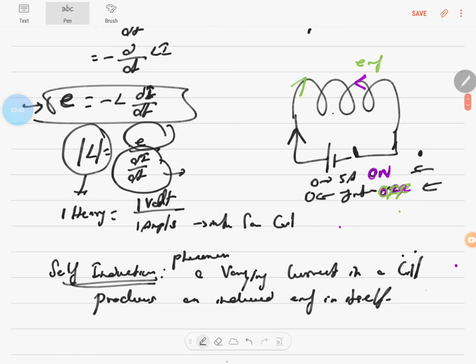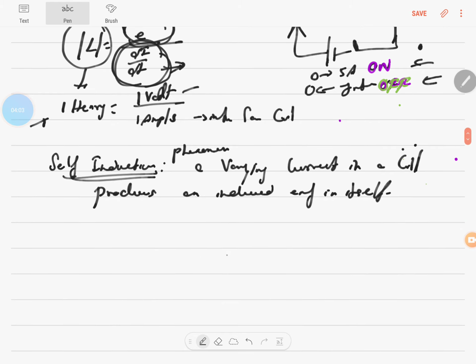The EMF induced in the coil to the rate of change of current that's occurring in the coil. The ratio of this one. That's how 1 Henry is 1 volt of EMF induced for 1 ampere per second of rate of change of current in the same coil. This is about self-induction.